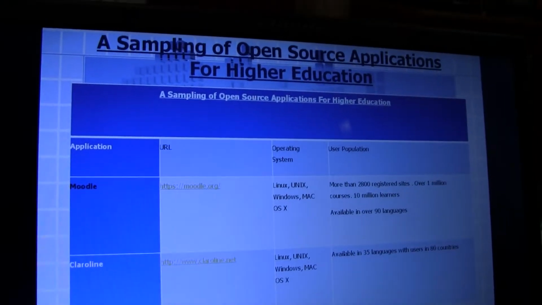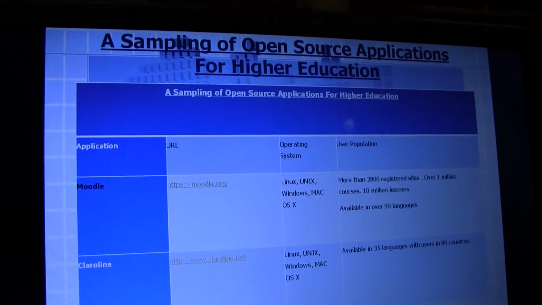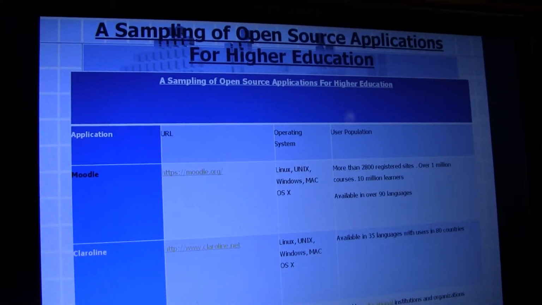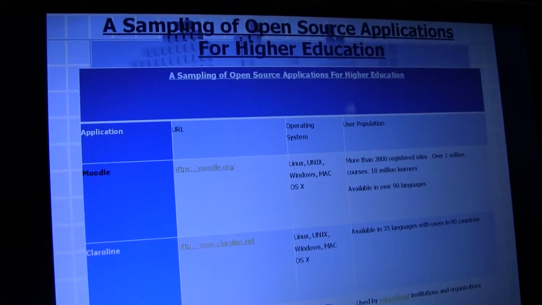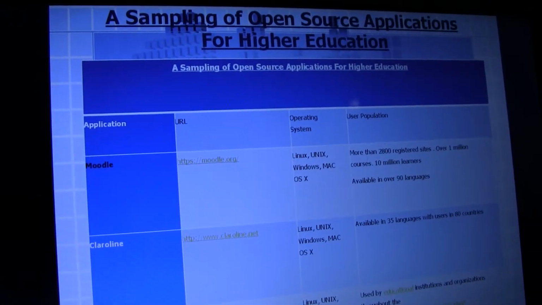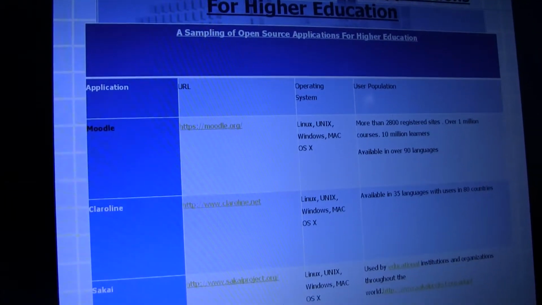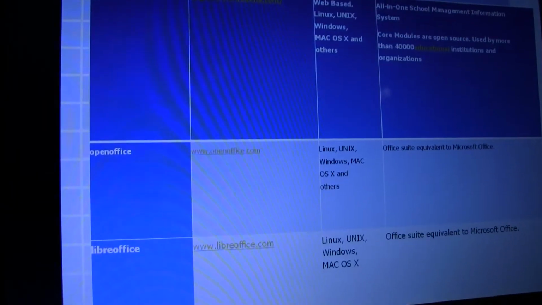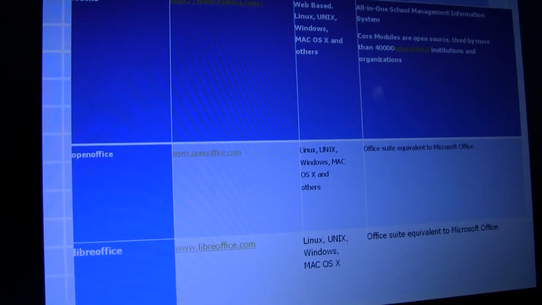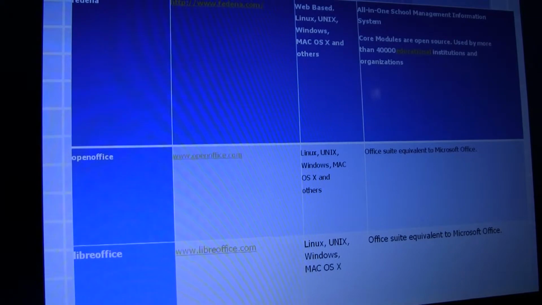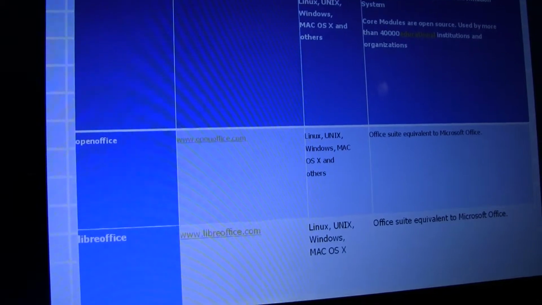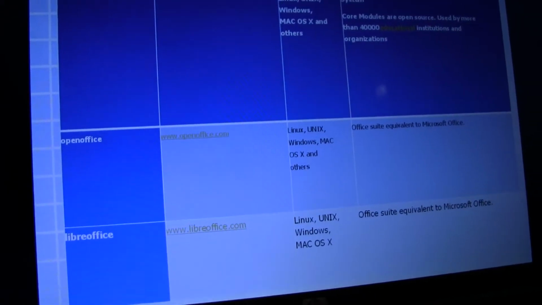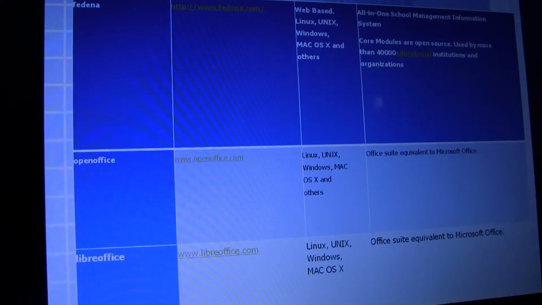Just a sampling of open source applications for education, I can report Moodle, which is used by about 10 million learners worldwide and which is available in 90 languages. Cloudline, available in 35 languages. Sakai, which is used worldwide. Fidina, which is used by about 40,000 educational institutions worldwide. And OpenOffice and LibreOffice, which are desktop publishing software, which are free of charge and which are also available worldwide in different languages.